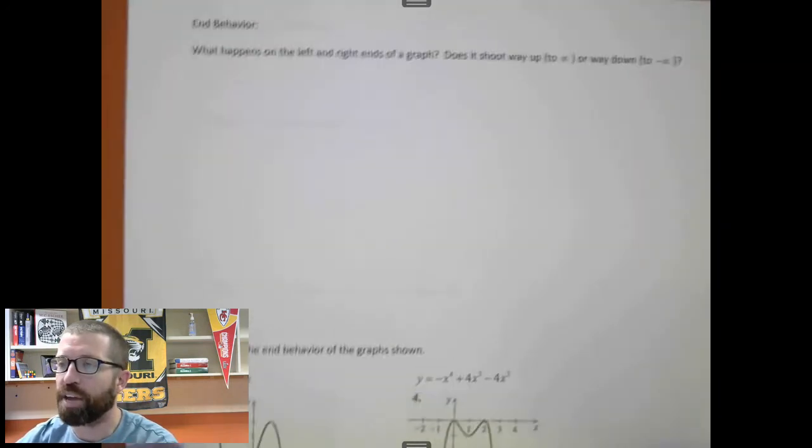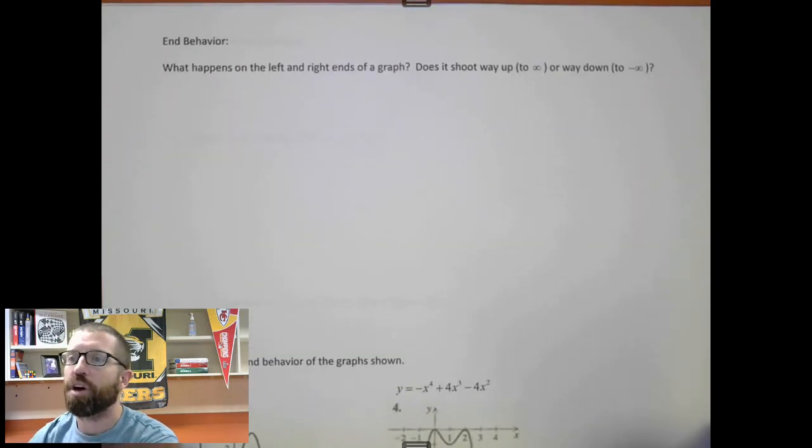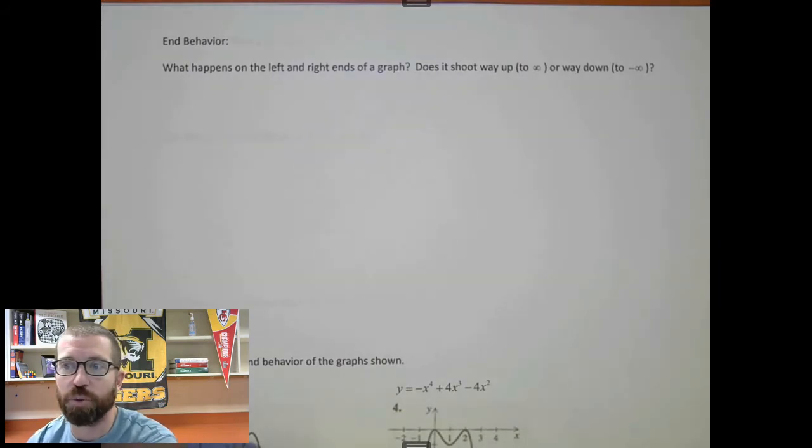Okay, so let's define this a little better. So what happens on the left and right ends of the graph? That's what we talk about with end behavior. So the first thing we're going to do is talk about the notation, and then we'll do how to find the end behavior as I look ahead.